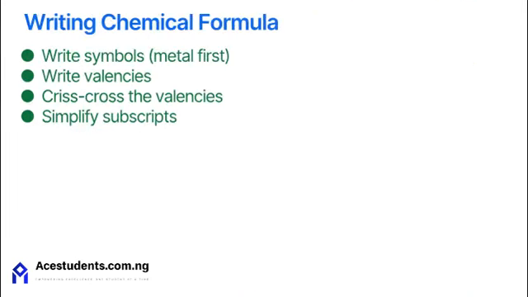To write a chemical formula, we use the Criss Cross method. Start by writing the symbols, then their valencies. Next, crisscross the valencies and simplify if needed. Now, let's take a look at some examples on how to write chemical formula using the Criss Cross method.